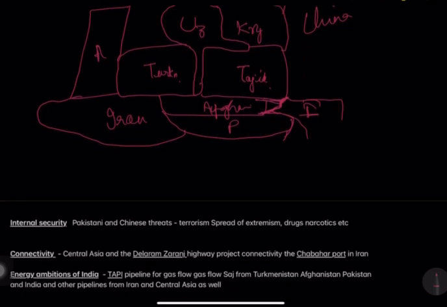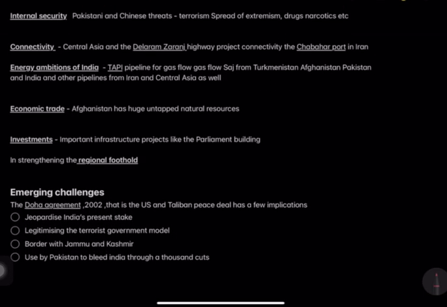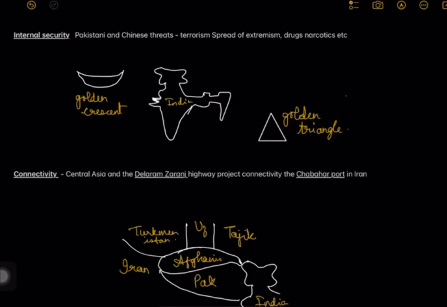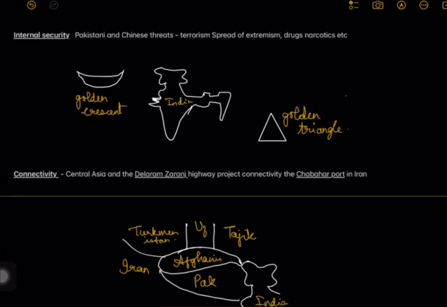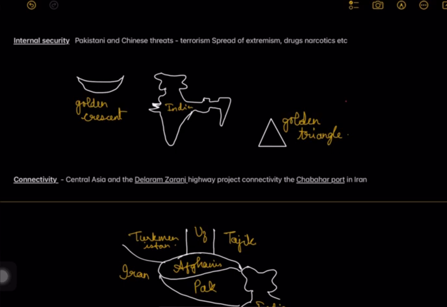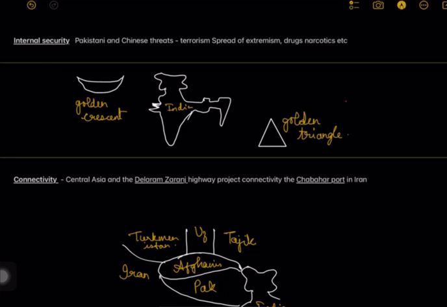Let's move ahead and try to understand the strategic significance to India. The first and the most important point is our internal security. So, how does it affect our internal security? Since Afghanistan shares its border with both Pakistan and China, there is a huge threat of terrorism, extremism, drugs, narcotics, etc. Like you can see in the diagram below, there is the Golden Crescent, which includes countries like Afghanistan, Pakistan, and then there is India. And then there is a Golden Triangle, which includes Cambodia, Thailand. So India acts as a connecting point.